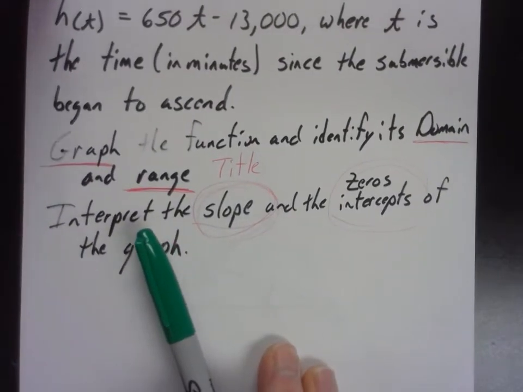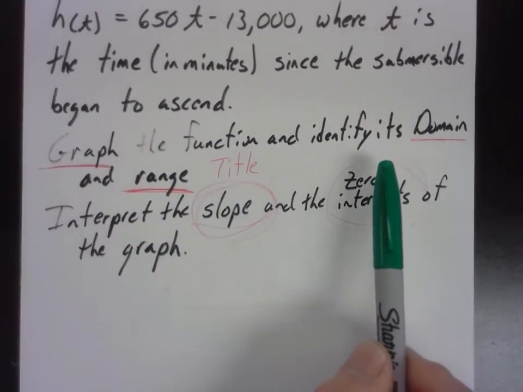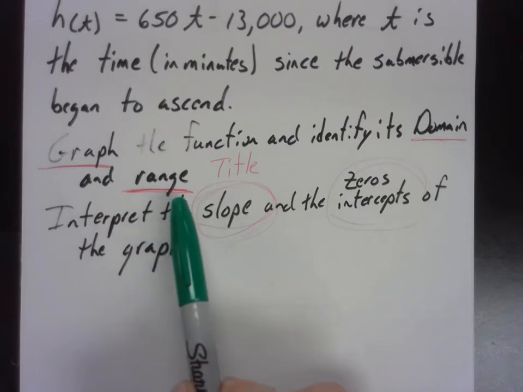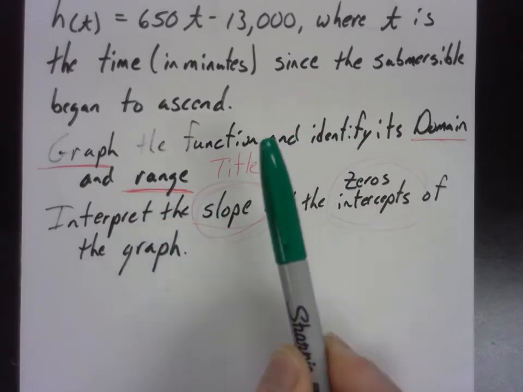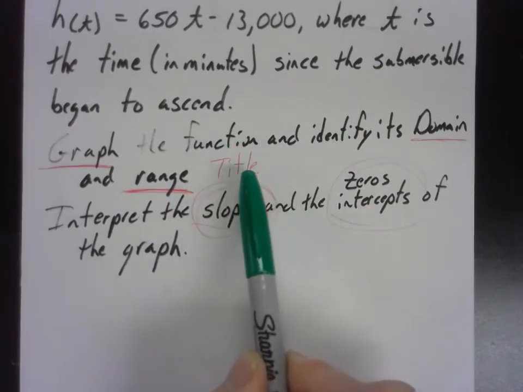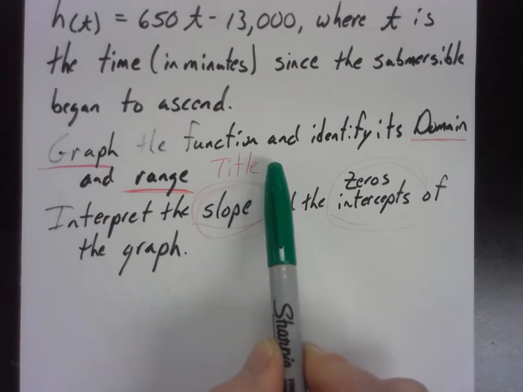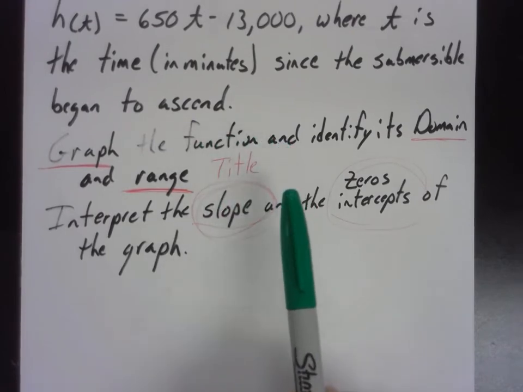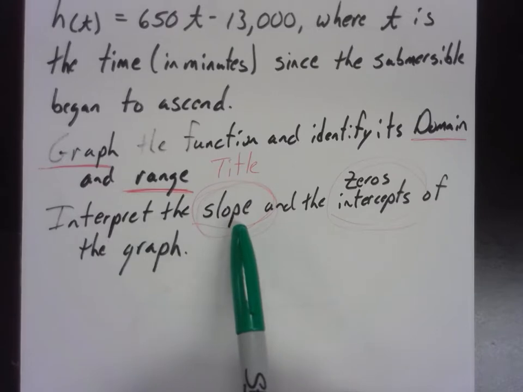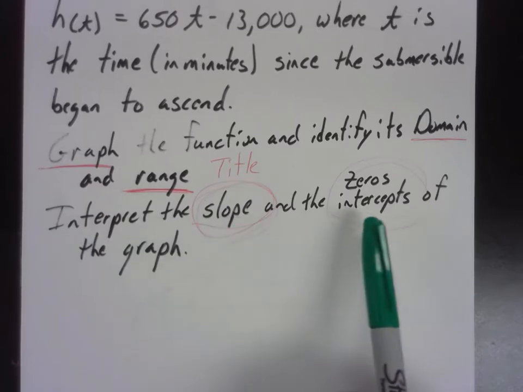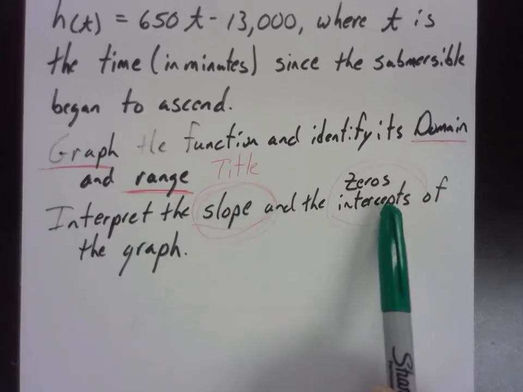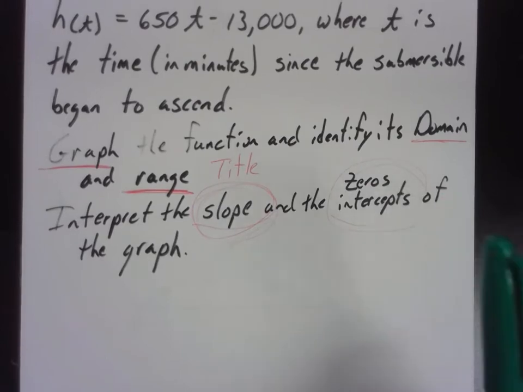Your assignment was to graph the function, identify its domain and range. I told you make sure your graph has a title, make sure that your X and Y axes are labeled correctly. You're supposed to interpret the slope and the zeros, which means tell me what they mean in the context of this problem. And so here we go. Here's what it looks like and what I hope you have on your paper.